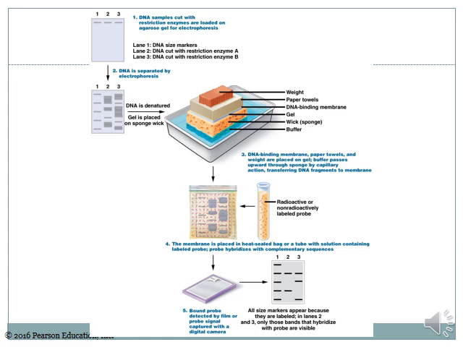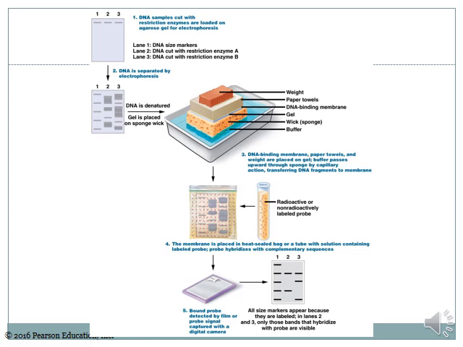The gel is placed in an alkaline solution to denature the DNA into single strands. Then it is placed on a sponge wick that is in contact with a buffer solution and covered with a DNA binding membrane. Layers of paper towels or blotting paper are placed on top of the membrane and held in place with a weight. Capillary action draws the buffer through the gel, transferring the DNA fragments from the gel to the membrane.